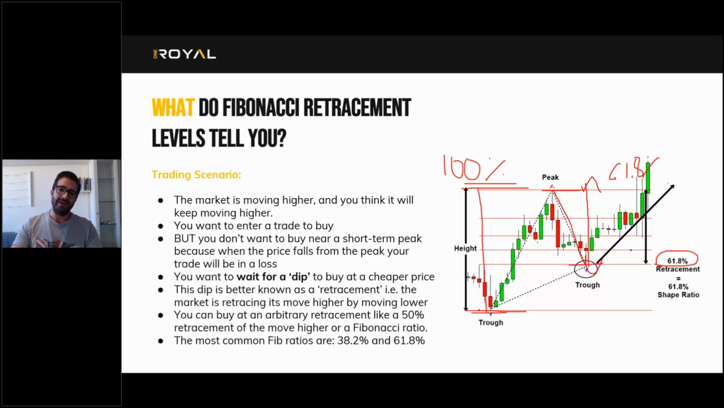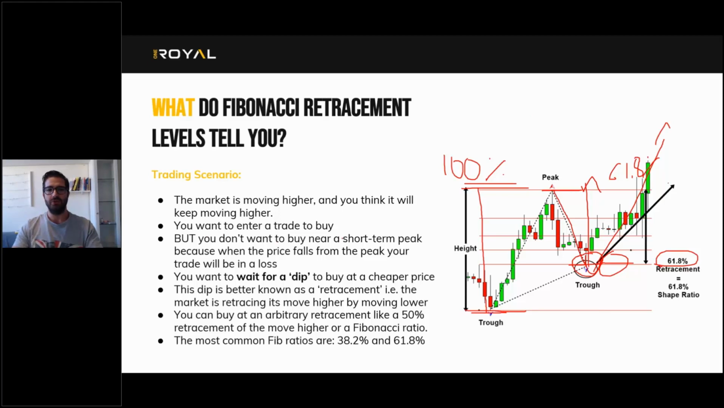So we will assume that if we have a correction, most probably it will correct around the 61.8% of this whole movement, and then it will continue in the same direction of the main trend. So what you can do, you can buy around this level here. You want to enter a trade to buy if we are in upward movement, for sure. If we're talking about a downtrend, then it will be a sell position.